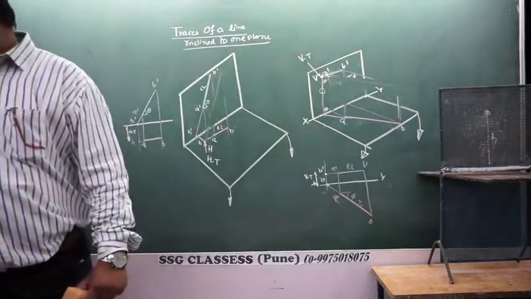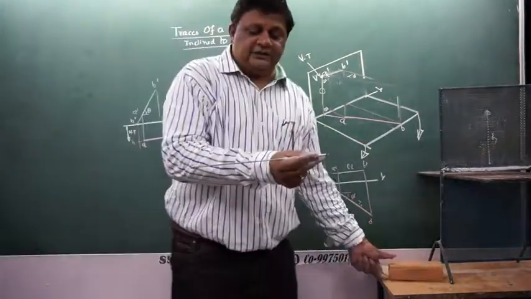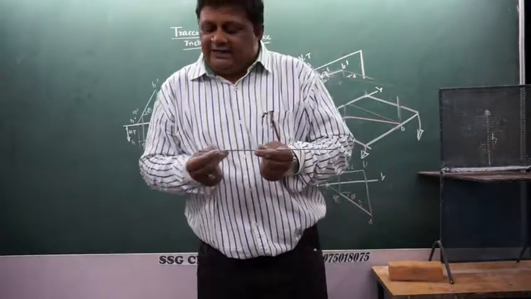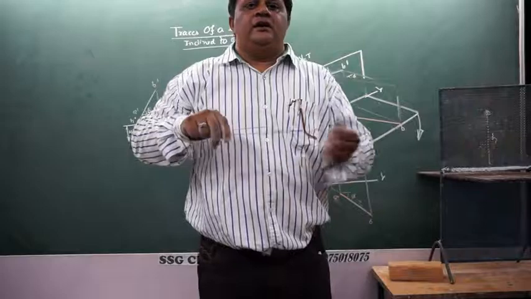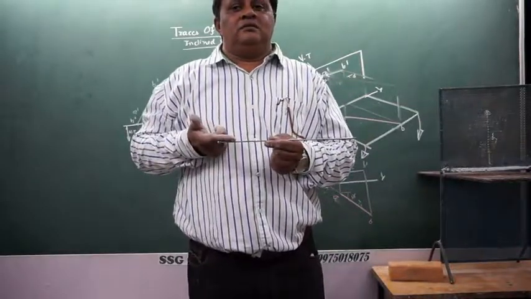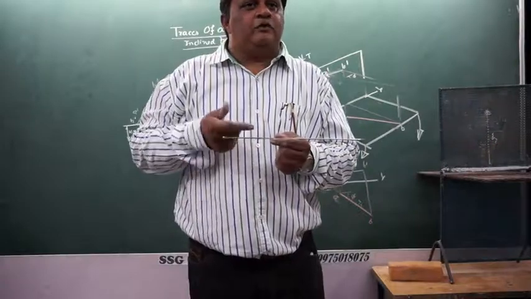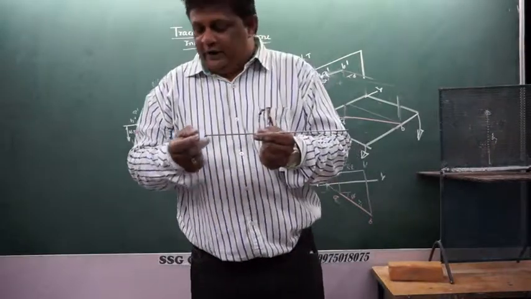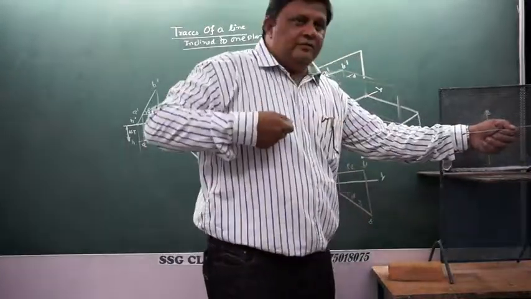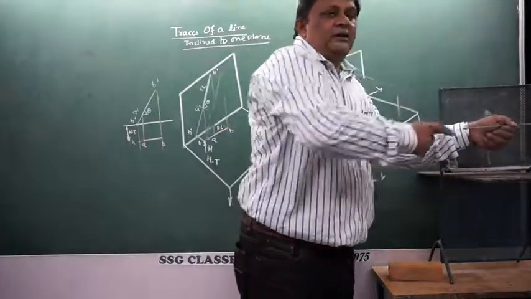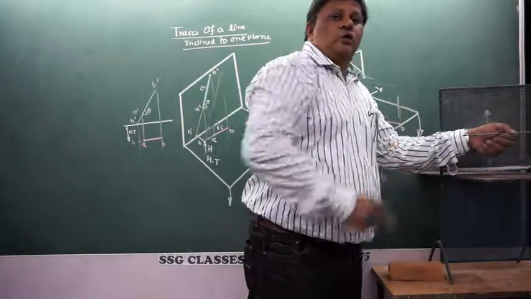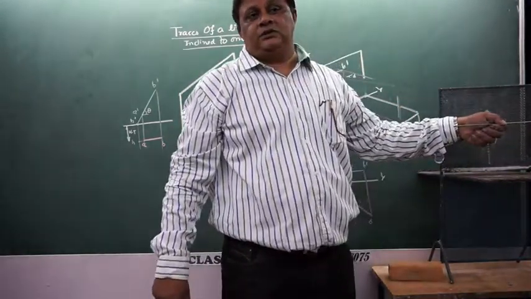Now let's talk about this particular line: the line which is parallel to both HP and VP. Keep on extending it on both the sides. Will it ever intersect HP or VP? You keep on extending it here, you keep on extending it there. Will it ever intersect HP? Will it ever intersect VP? No. That means the traces will be absent.